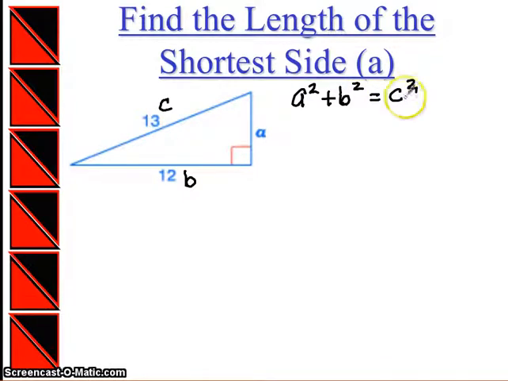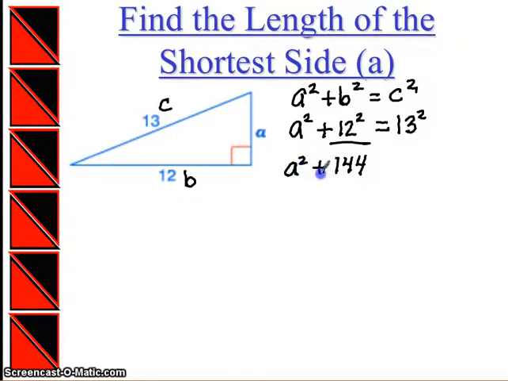Nothing's different so far. Now, when we try to substitute, we do not know the value of a, so we're going to leave that variable there. We do know that b is 12, so we have 12 squared, and we know that that equals c squared, or 13 squared. Now, we can simplify our squares of our constants. We know that 12 squared is 144, so we have a squared plus 144 equals 13 squared. Well, we know that 13 times 13 is 169, and if you didn't know that, you could do it on the side of your paper.